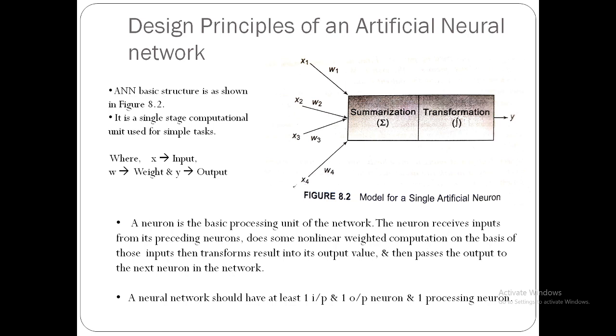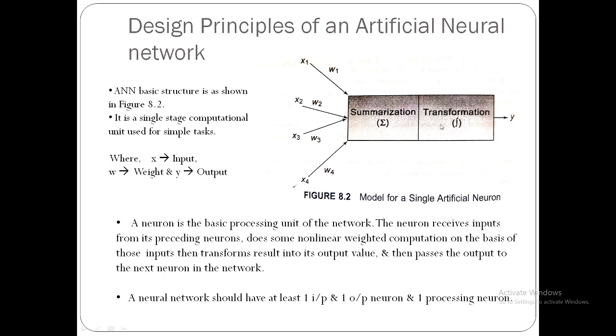Design principles of an artificial neural network. The artificial neural network is as shown here in this figure. It is a single stage computational unit used for simple tasks. Here x1, x2, x3 are going to become the inputs, w1, w2, w3, w4 are the weights, and y is the output. Here it will be our neuron.